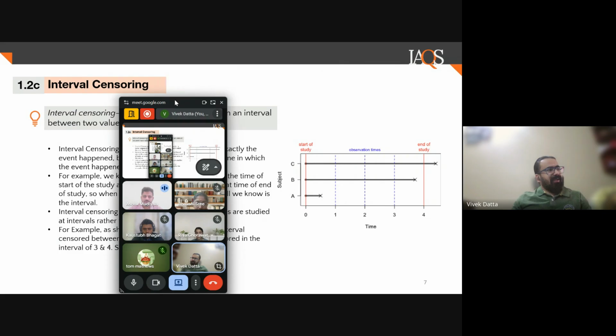Observation. Okay, so the example here would be doctor follow-up. First time I went. Second time I didn't go. So when did I actually decide not to go? Somewhere in between 1 and 2. Yes. So that is interval censoring. And when the experiment ends, that is not interval censoring, that is right censoring.